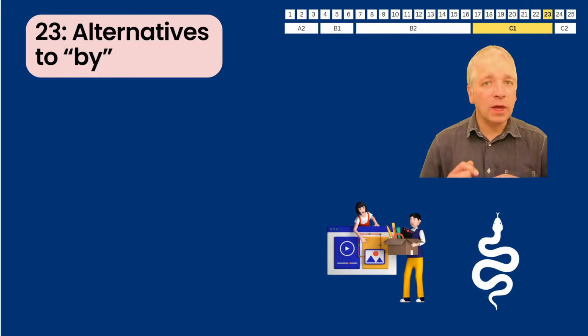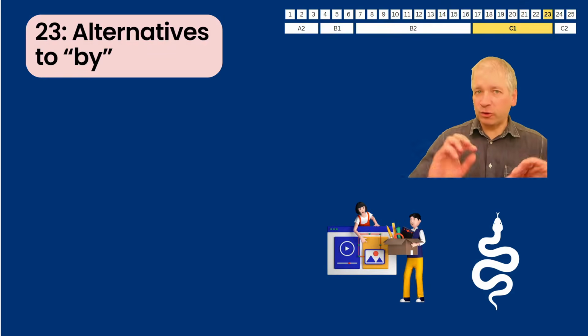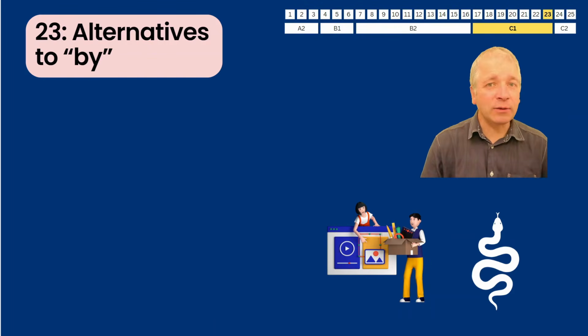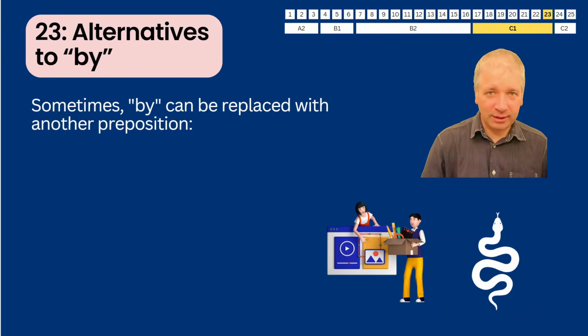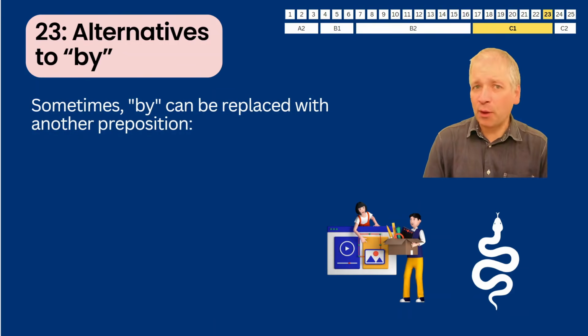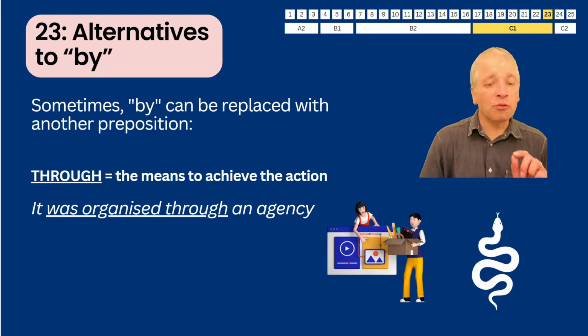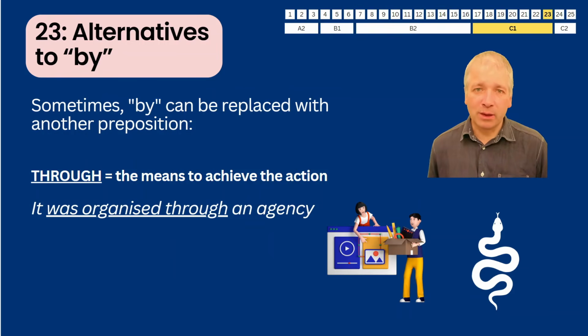By is not the only word that we use to introduce the subject when it comes at the end of the sentence. Consider some of the following examples where by is replaced with another preposition. Firstly, through. And this introduces the means to achieve the action. It was organised through an agency.